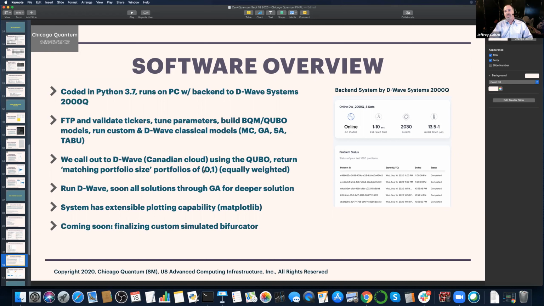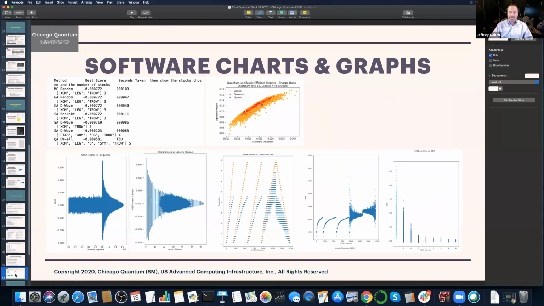We get 1s and 0s back, which we then have to translate back into the ticker names. And again, coming soon, we're going to take what Clark built, the simulated bifurcator, and build that back into the production code. It's going to take some testing. We want to make sure it works as we expected.